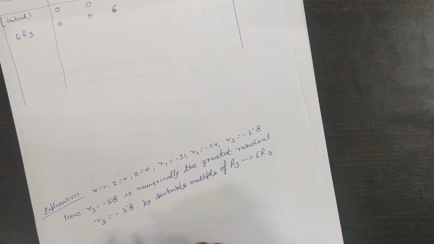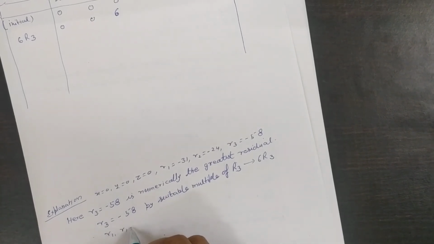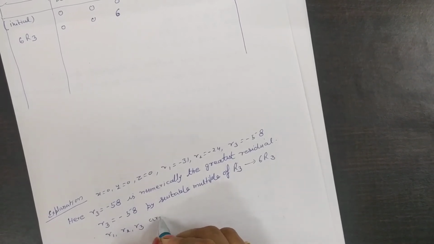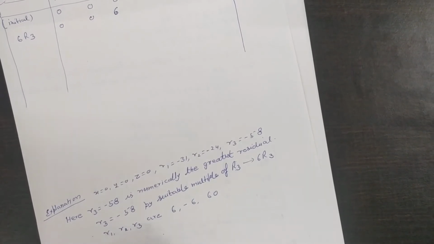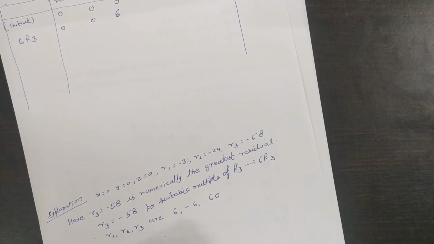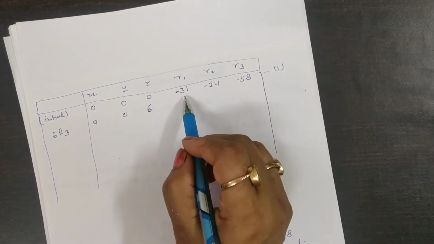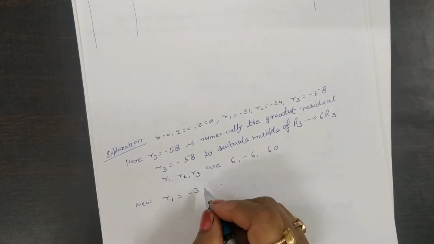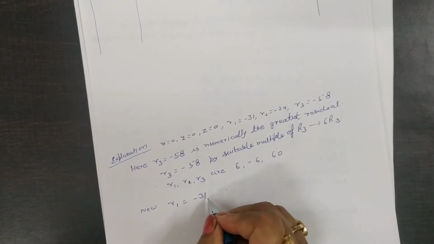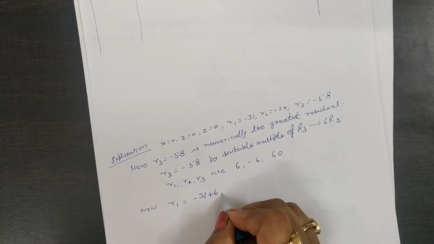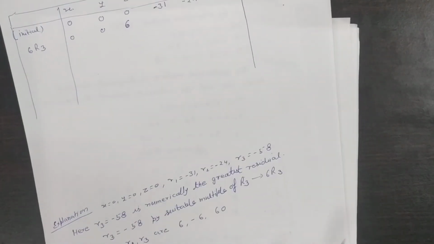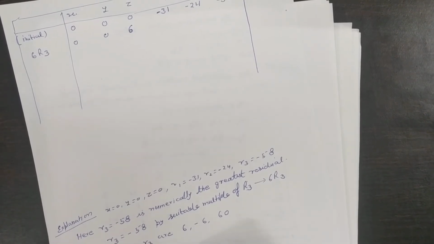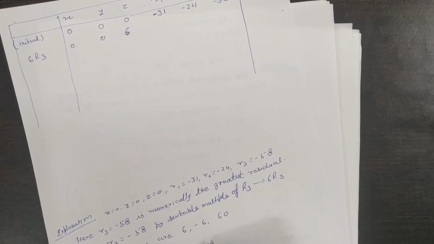R1, R2, R3 have changed; they are 6, minus 6 and 60. So new R1 is equal to minus 31, minus 31 plus 6. Similarly R2 is minus 24, which is equal to minus 24 minus 6.